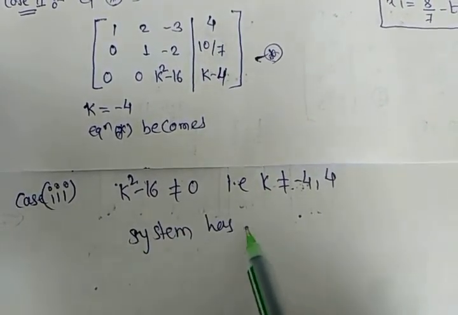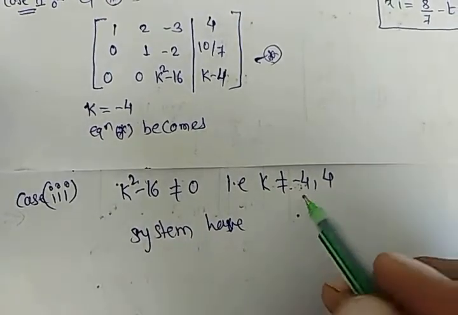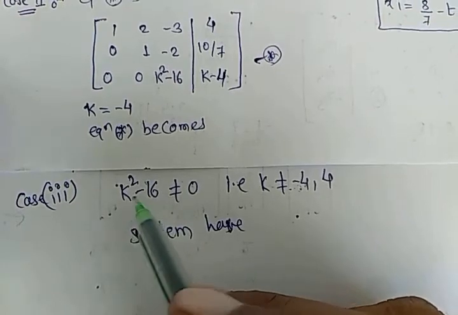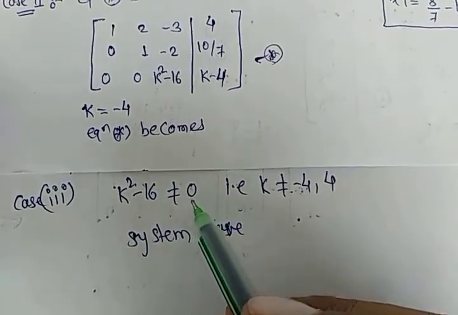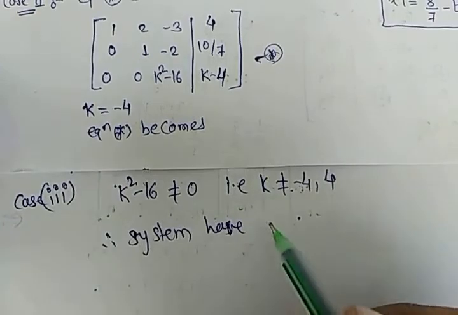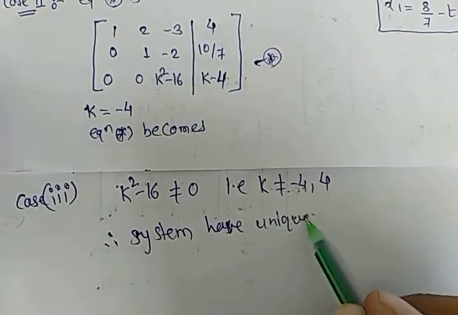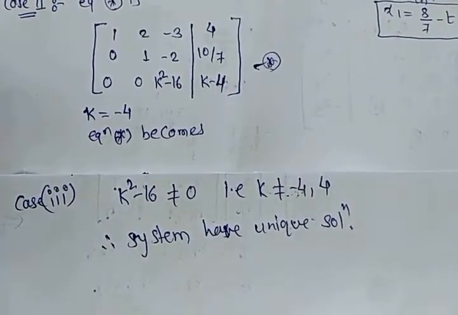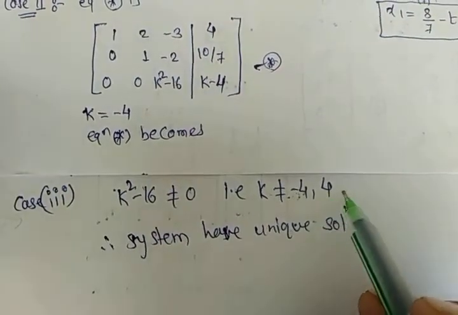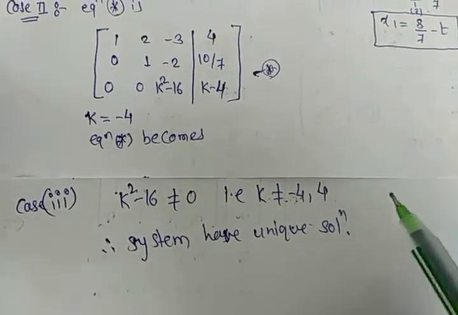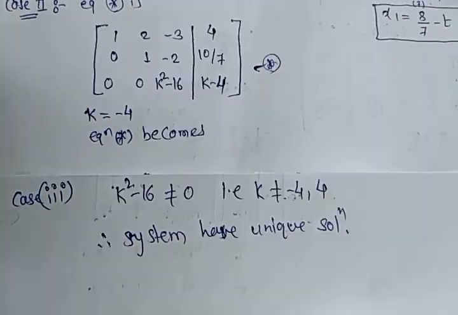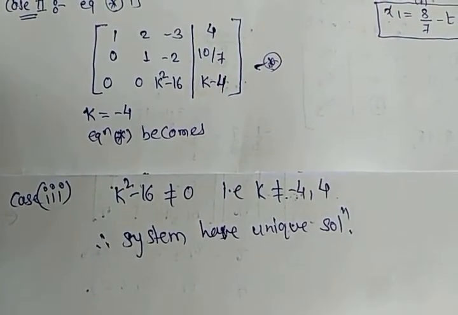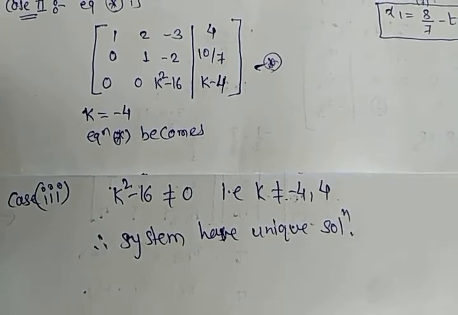Here we don't have to find the unique solution. We only have to write the condition that k square minus 16 is not equal to 0. Therefore, the system has a unique solution. Okay, which is our required solution. Or we write k is not equal to minus 4 and k is not equal to 4, which was given in our question. We have found the values of k for unique solution, no solution and infinitely many solutions.